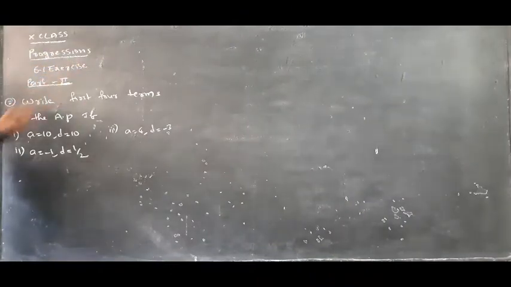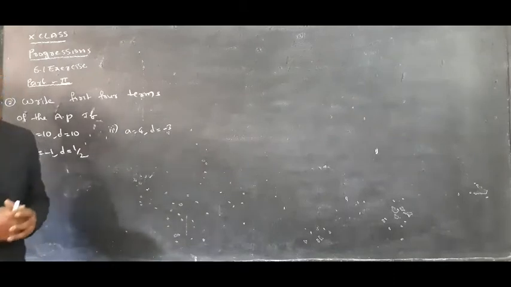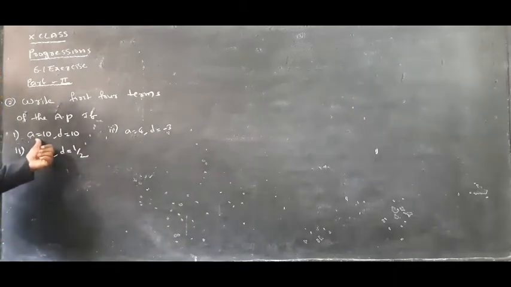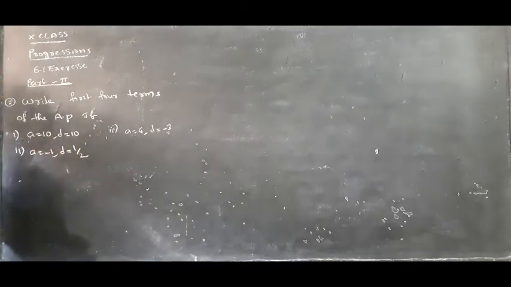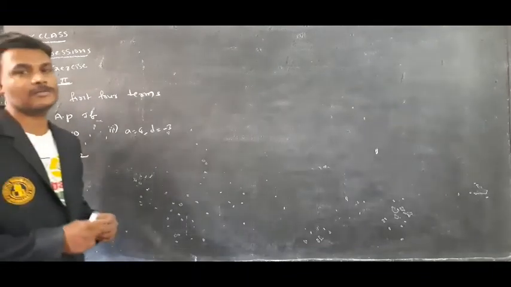Write the first four terms of an AP. You have to write the first four terms if the A value and also the D value are given. So by using the A and D values, you have to write the first four terms of the AP.